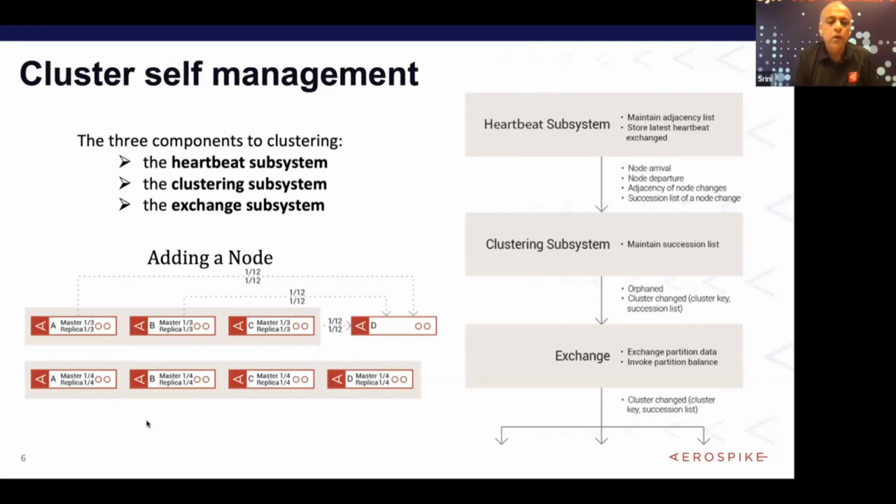So eventually, when all of these migrations are completed and the data rebalancing is complete, you will end up with a 4-node cluster with 1/4 of the master partitions in each of the nodes and 1/4 of the replica partitions in each of the nodes, which means half the data is available in each node. It's a 2-copy system with 4 nodes. That actually makes sense.